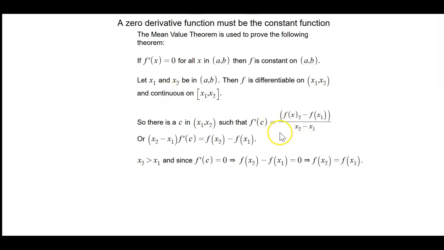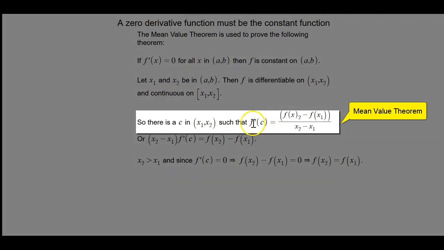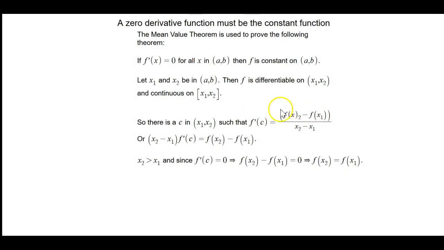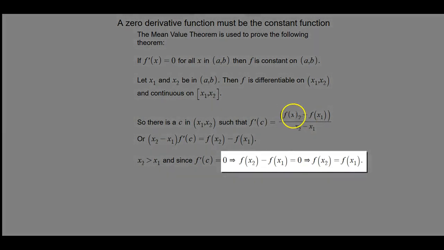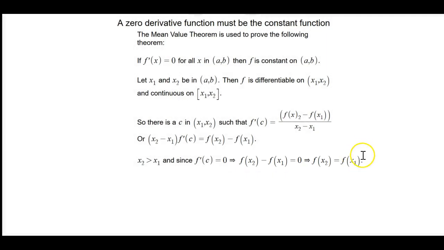Again, using the mean value theorem, because that derivative is 0, that means that this expression is 0. And by the way, this little 2 should be inside this parenthesis. This expression is 0. Well, we know that x2 minus x1 is not 0, so that's cool. But so this numerator is 0. But if that numerator is 0, that means that f of x2 equals f of x1, which means that for all x values in that interval, the function is constant.